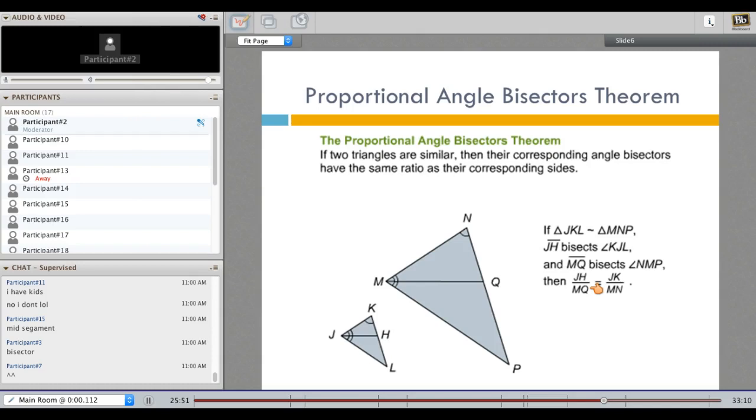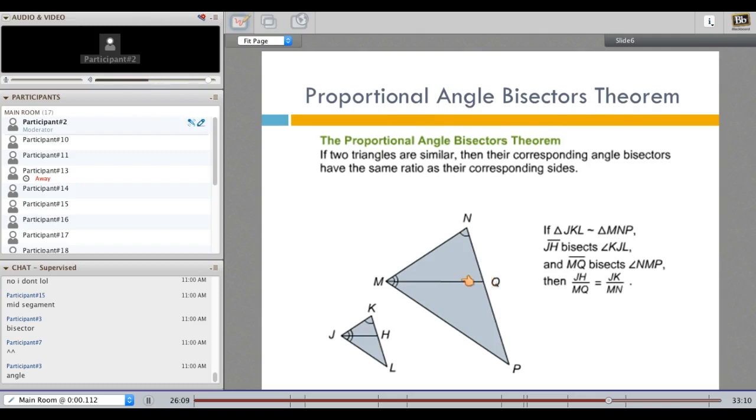Yes, okay, there you go, Ben. What kind of a bisector? Angle bisector, yes. Okay, that's why it's called the angle bisectors theorem. So just like a second ago when we were talking about the altitudes, the proportional altitudes theorem, now we're talking about the proportional angle bisectors theorem.